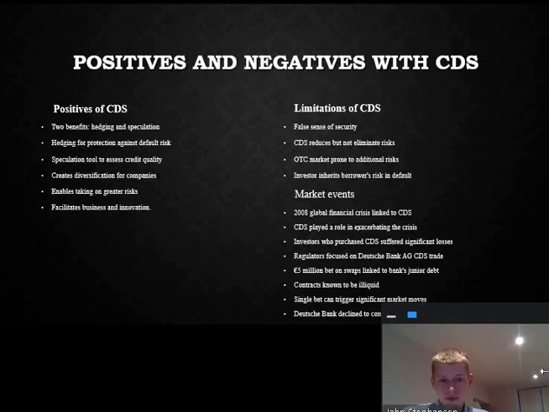I forgot to mention the negatives. While there are, of course, the benefits of the CDS as a hedge against credit default risk, it's also crucial to realize its downsides. The main limitation is that sometimes using the derivatives can result in a false sense of security. That can lead to an investor believing that they face no risks, which is inaccurate.